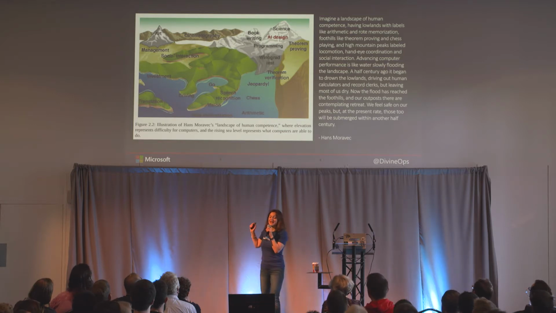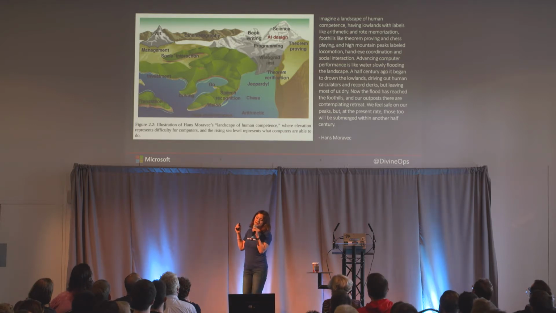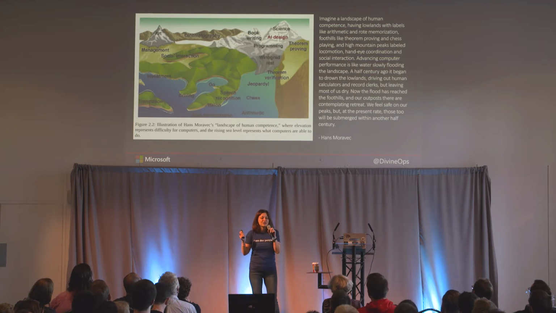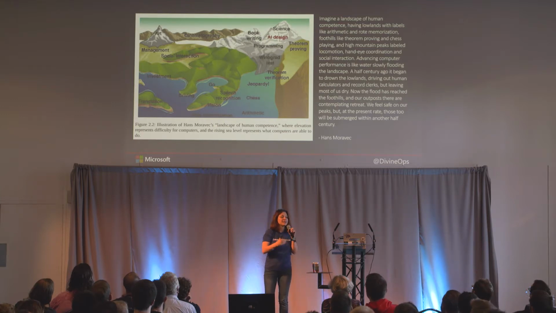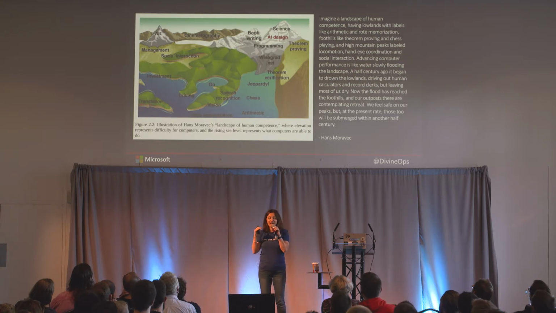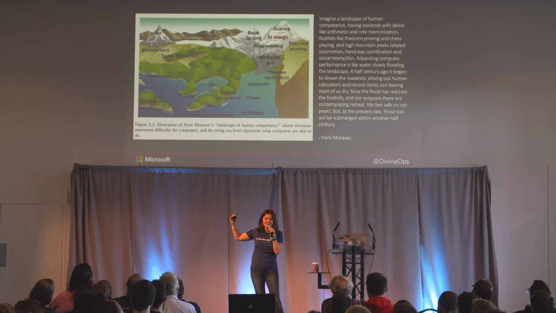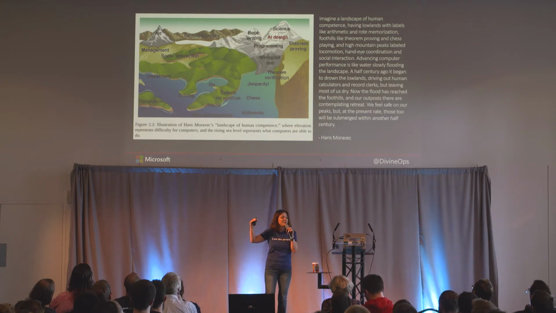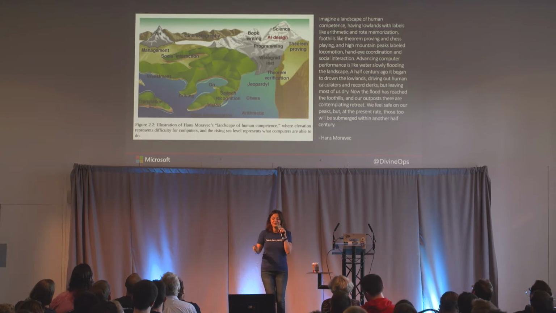Hans Moravec said this a number of years ago. So if you imagine the landscape of human competence as a landscape with mountains and valleys, and you imagine computers gaining certain skills, you can see this as water flooding the landscape. Gradually it surpasses human parity in different skills, and we sit on mountaintops and feel pretty safe there, but eventually, inevitably, all of this is going to be flooded.